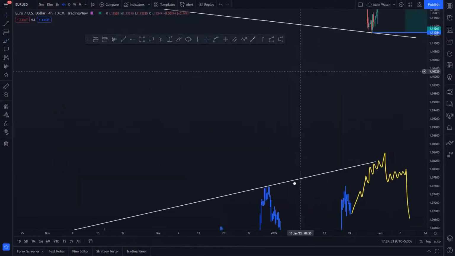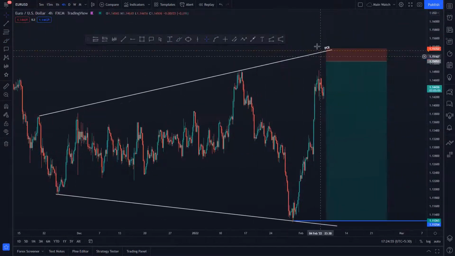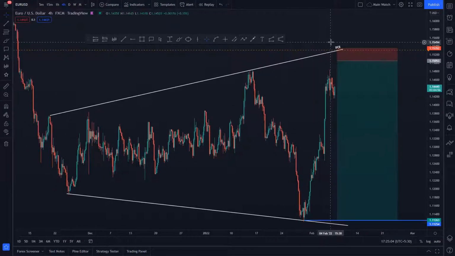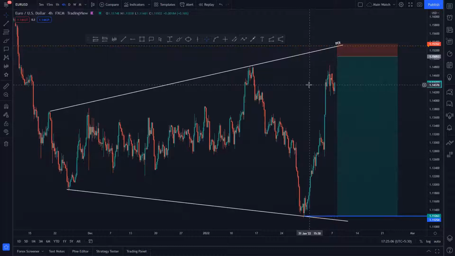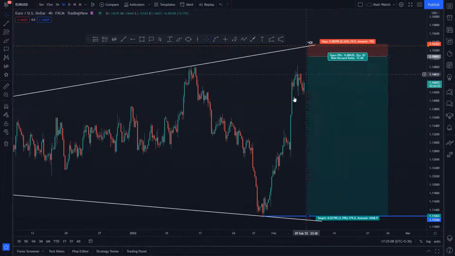If I go back to the chart pattern, you will see that this is what I have denoted as POI. What does POI mean? POI means point of interest, and a point of interest is a high value area, which I denote as POI. So whenever I am trading in a market, I'm not planning to sell from this level.